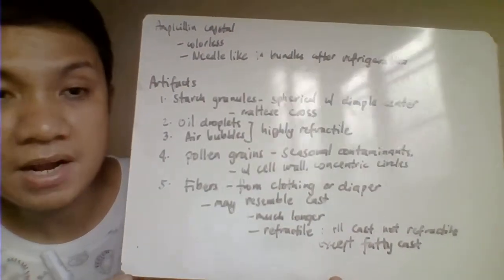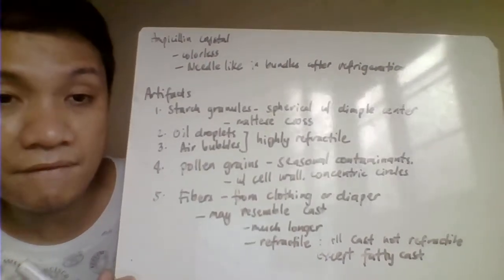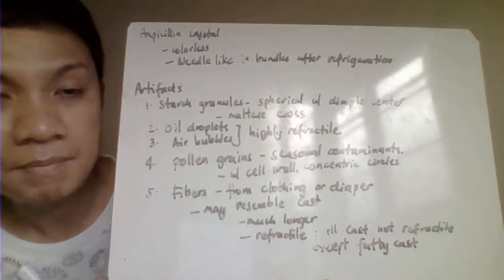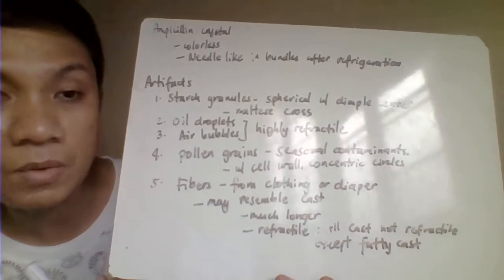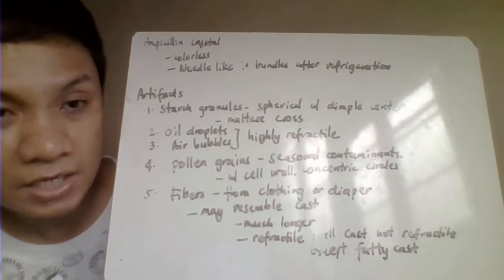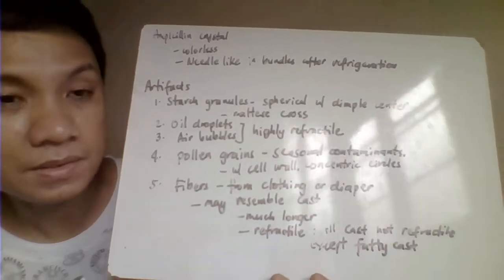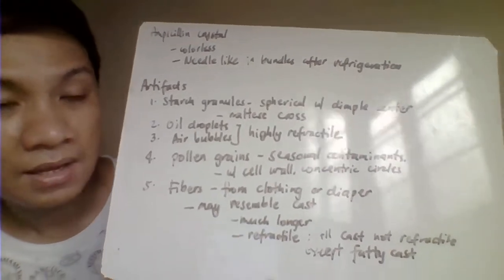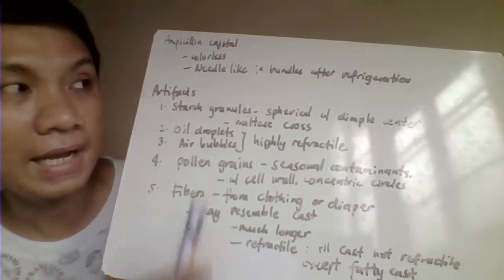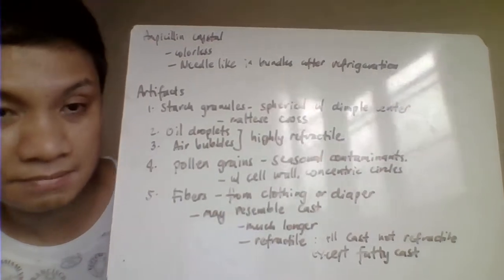Another one related to medication is the ampicillin crystal. Ampicillin crystals tend to precipitate in someone who has taken ampicillin without adequate hydration, and usually precipitate once the specimen has been refrigerated. Ampicillin crystals also appear needle-like.